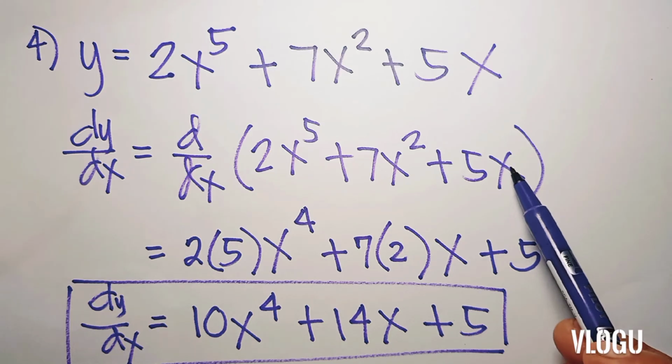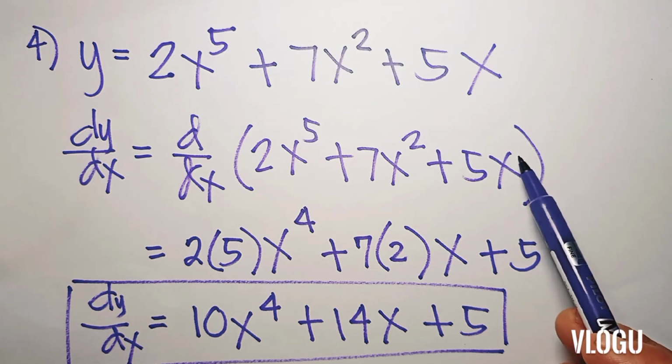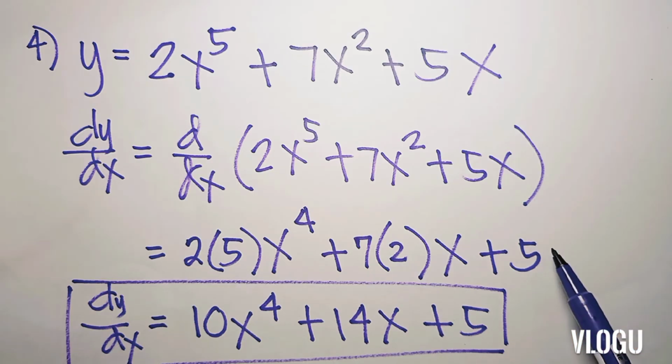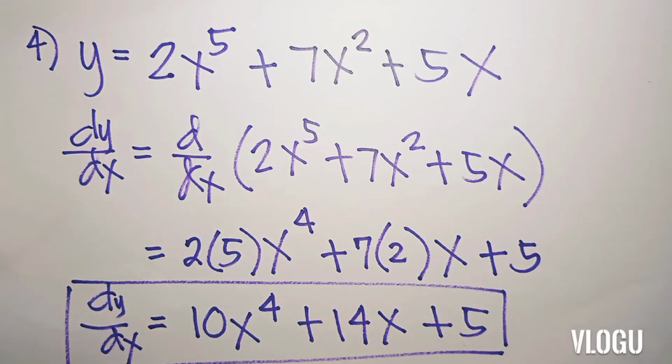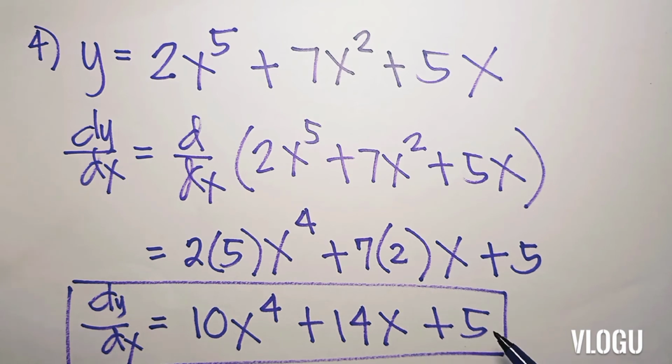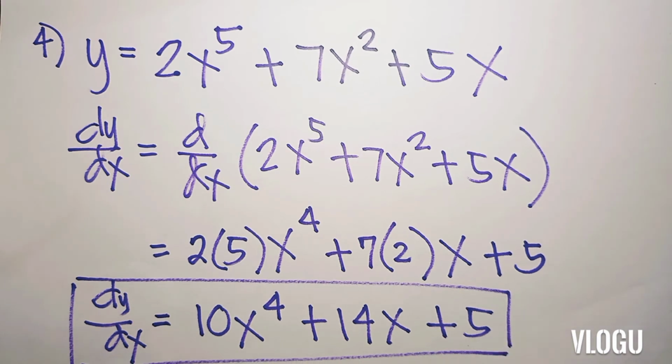Then 5, you have an exponent of 1 here, minus 1, that is 1 minus 1, that is equal to 0. x to the 0, any number raised to 0 is equal to 1. So that's the reason we have 1 here. So our final answer, dy/dx, is equal to 10x to the 4th plus 14x plus 5. That is our final answer.